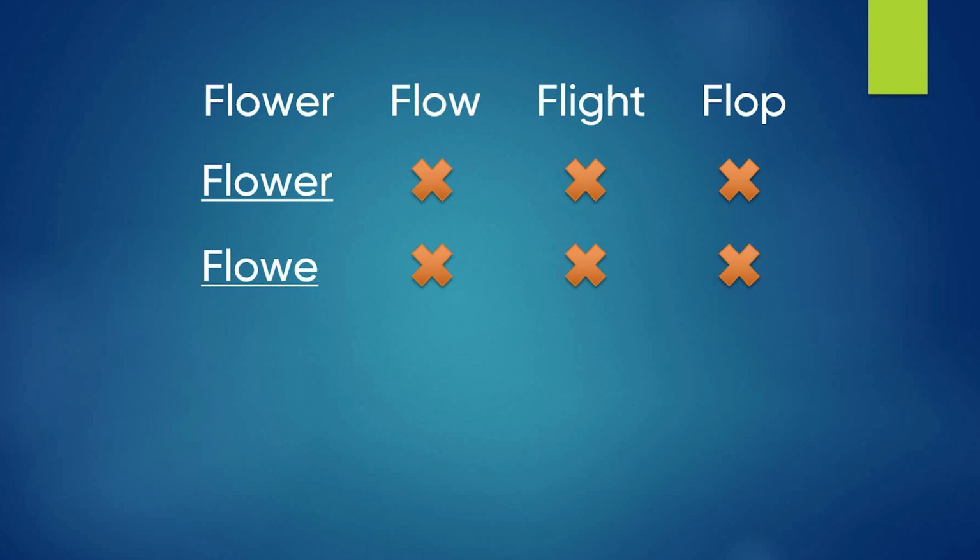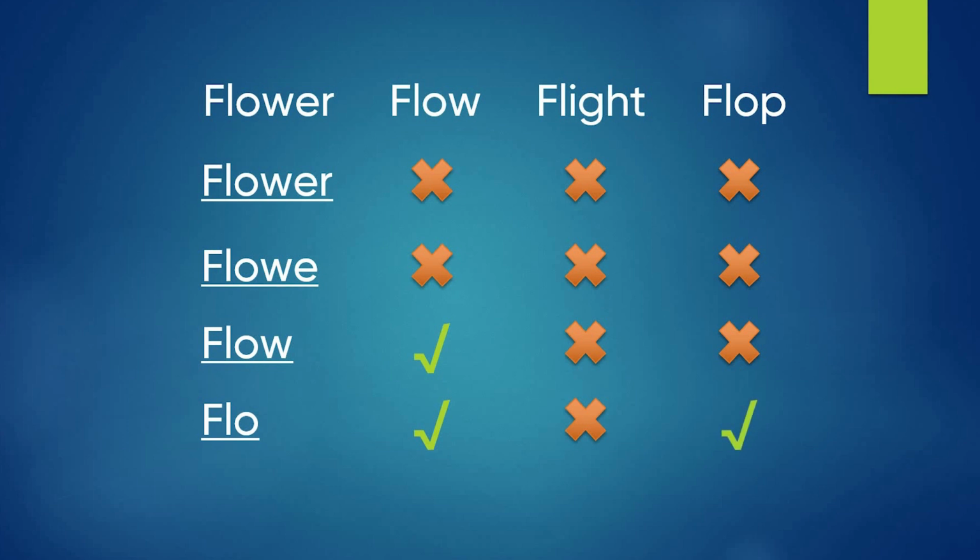So now we will remove the last character of this string. Now this is flow, and flow exists in flow but not in the remaining two. So this is also not a common prefix still. So now we will again remove the w from it, then flo. So flo is available in two strings but not all.